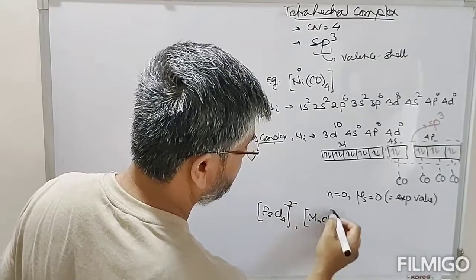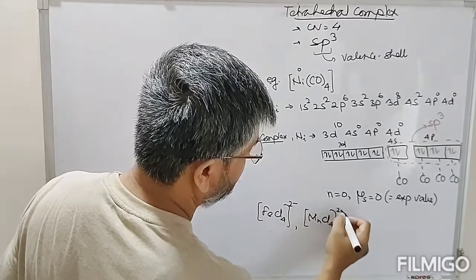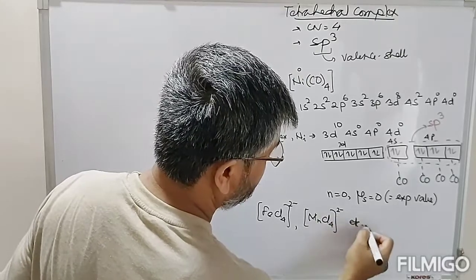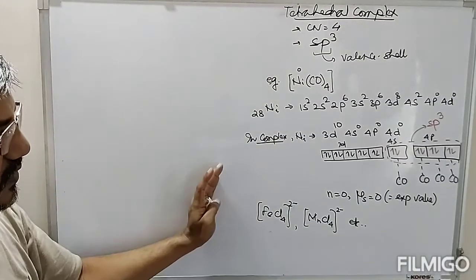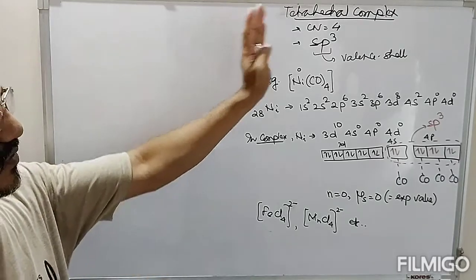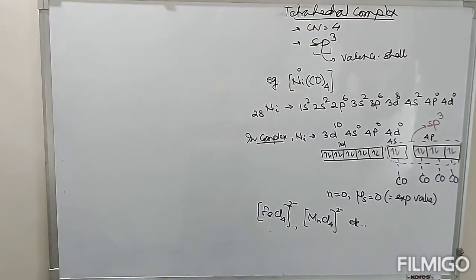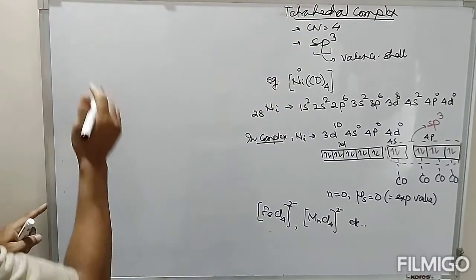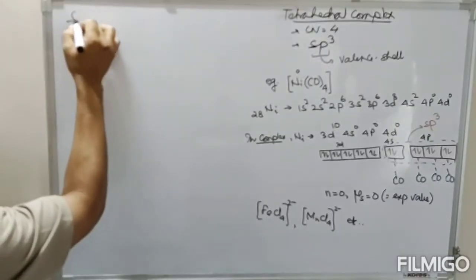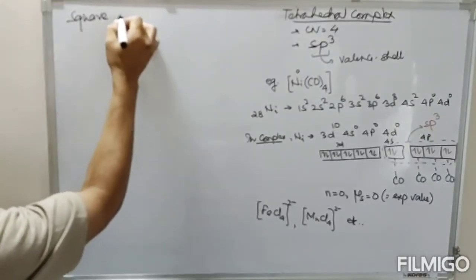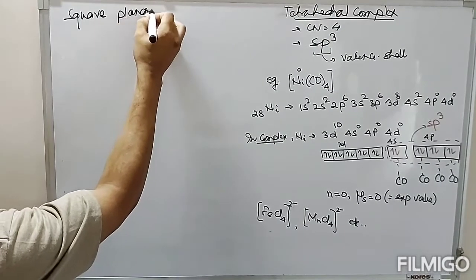MnCl4, etc. So this is how a tetrahedral complex is formed in case of sp3 hybridization. Then we have square planar complex.